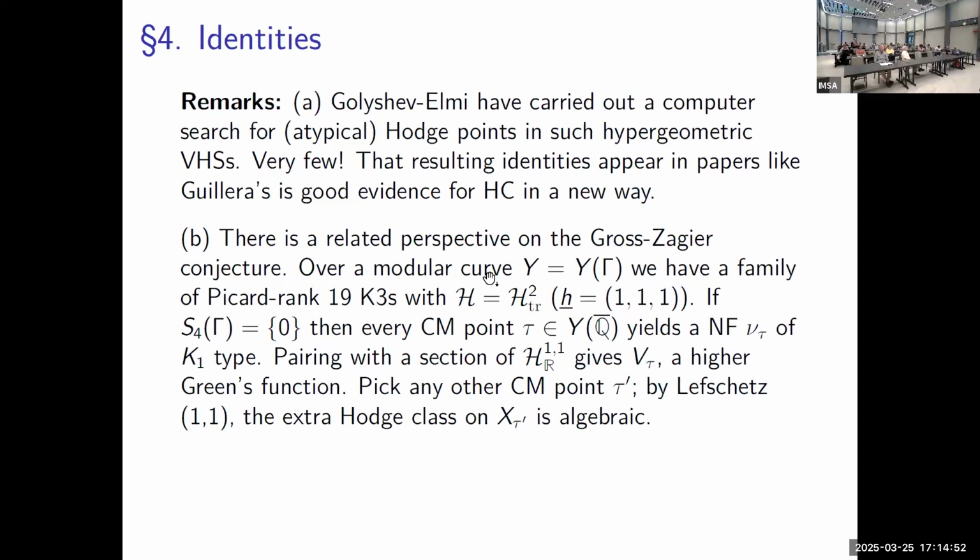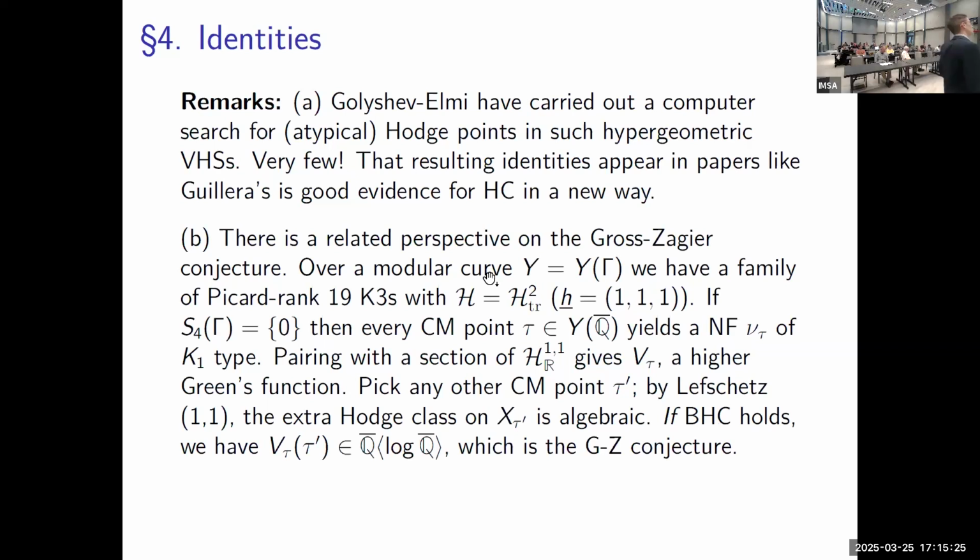Now you pick any other CM point tau prime, and by Lefschetz (1,1), the extra Hodge class on X tau prime is algebraic. So it's sort of the reverse of the situation we had before. We had before a normal function which we know comes from a cycle, and it's at the Hodge points that we're not sure we have a cycle. Here it is the reverse: at the Hodge points you have a cycle by Lefschetz (1,1). Overall, on the total space, we don't know if the normal function of K1 type actually comes from a K1 class.